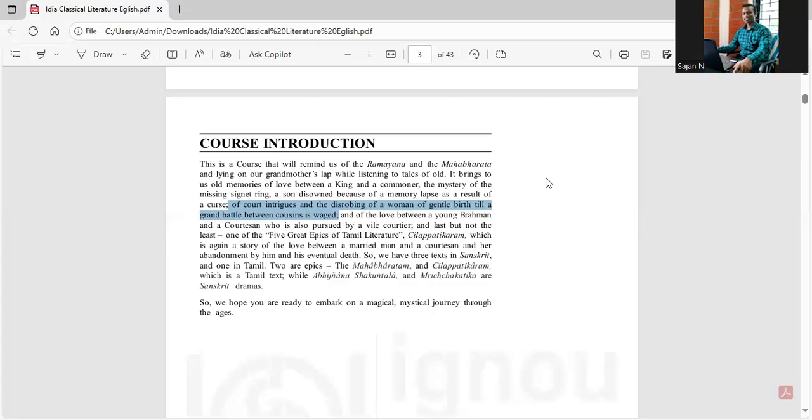That I have to make clear. This is a Kuru dynasty. Okay, let's leave it. Some other time we will discuss.